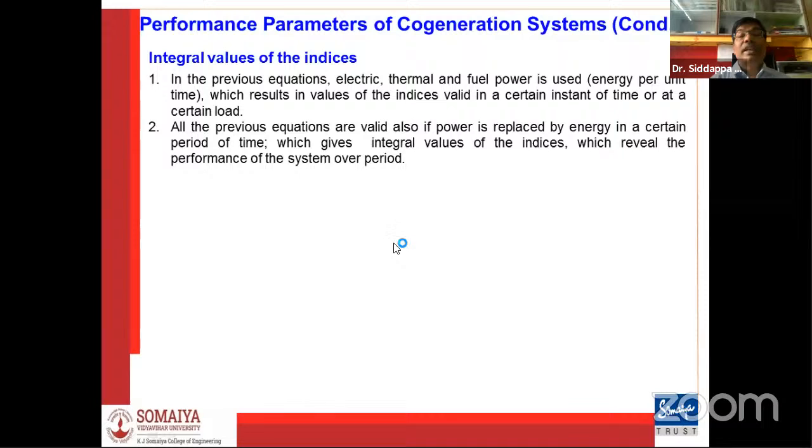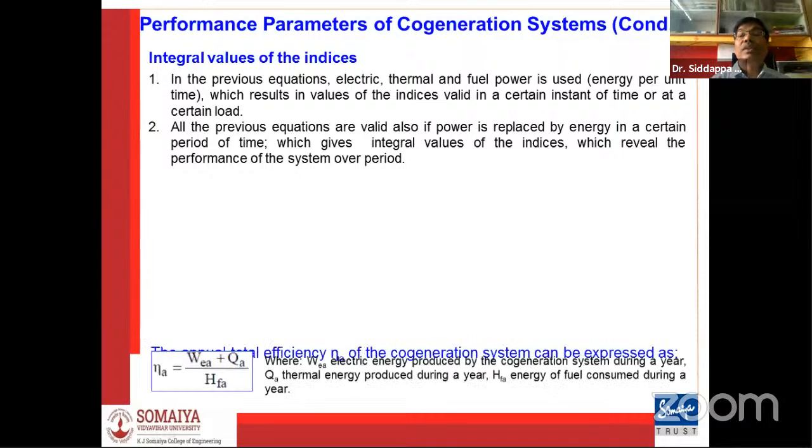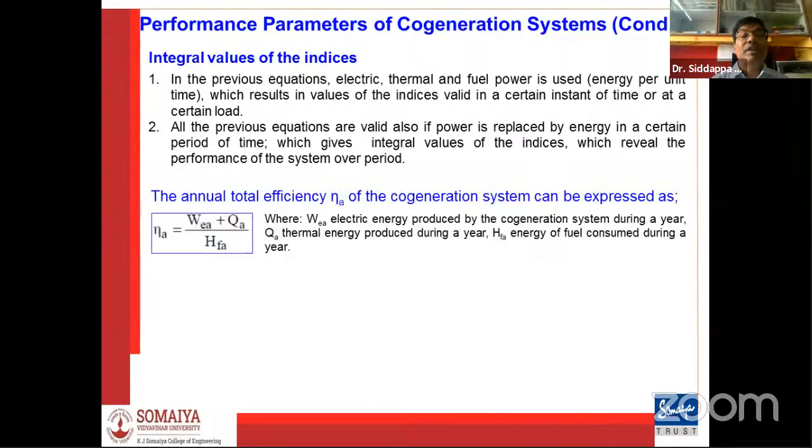In the previous equations, electrical, thermal, and fuel powers are used per unit time, but it is necessary for us to go on a period basis, and they are called integral value indices. These integral value indices can be calculated using the same expression. Instead of an instantaneous value, we can use the time period value, and you have to integrate, or you can take all the data and analyze it statistically and find its effective value for a duration of time.